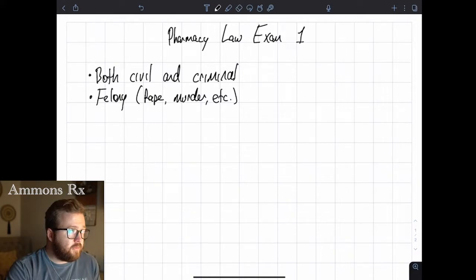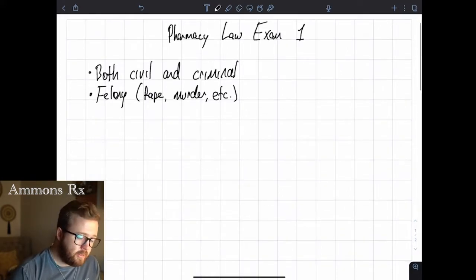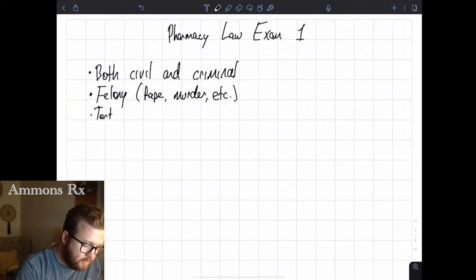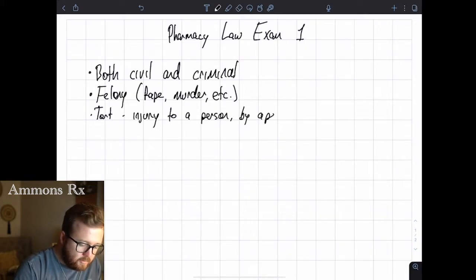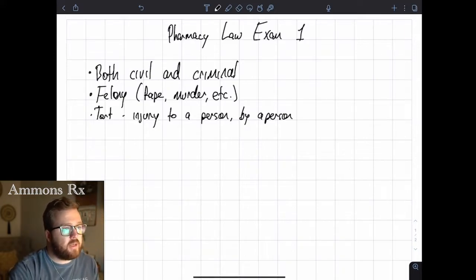A tort is defined as an injury to a person by another person. So tort is injury to a person by a person. So when you think of medical malpractice, you should think of tort. This is tort law. Administrative law focuses on the regulations set forth and enforced by governmental administrative agencies. So you should think of administrative law as things like the DEA and the FDA, all those things are governmental administrative agencies.